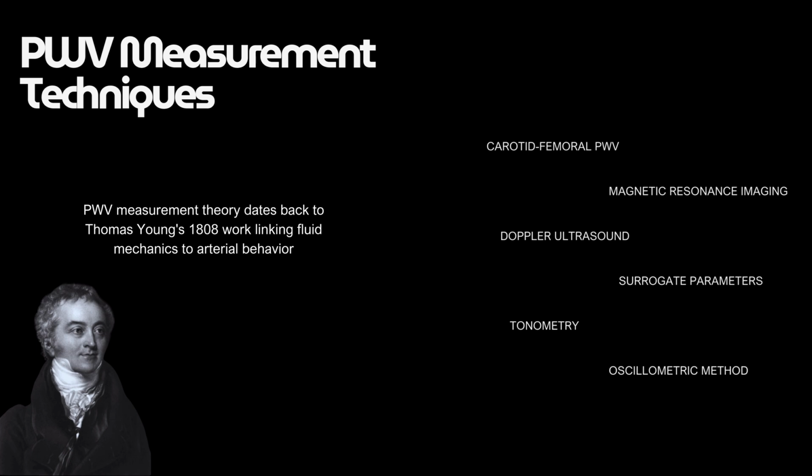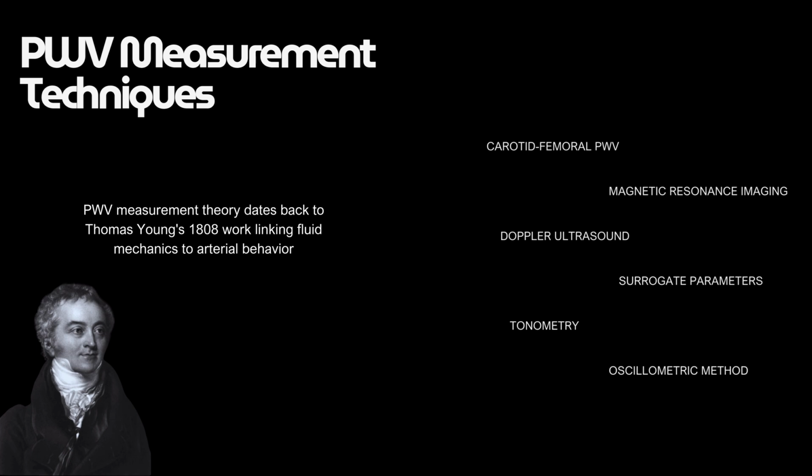But how do we measure it? That's where science meets ingenuity. The gold standard is the carotid femoral pulse wave velocity, or CFPWV. Here, we time the pulse as it travels between the carotid and femoral arteries. It's precise, reproducible, and gives a clear picture of central arterial stiffness.